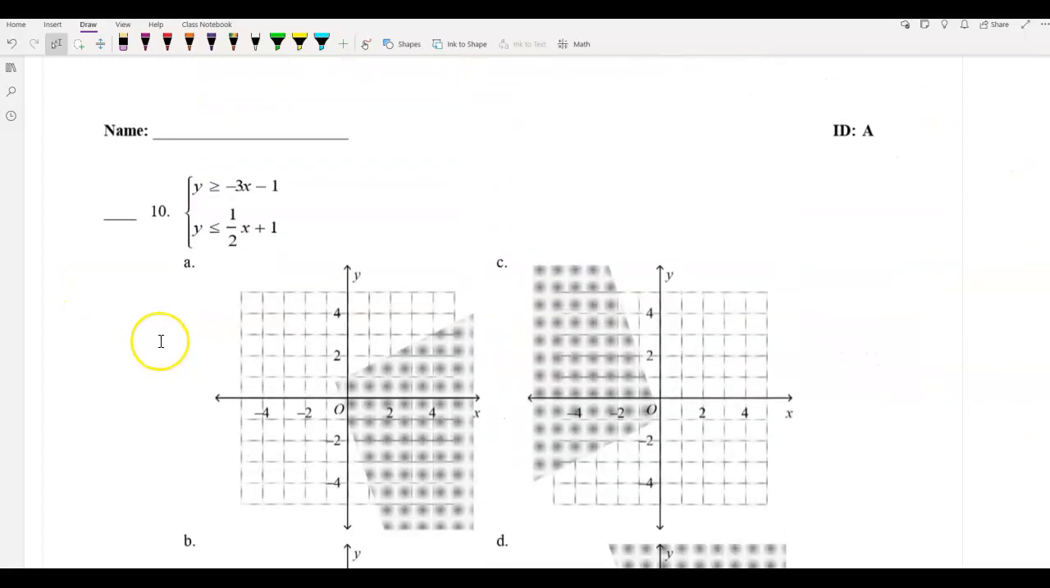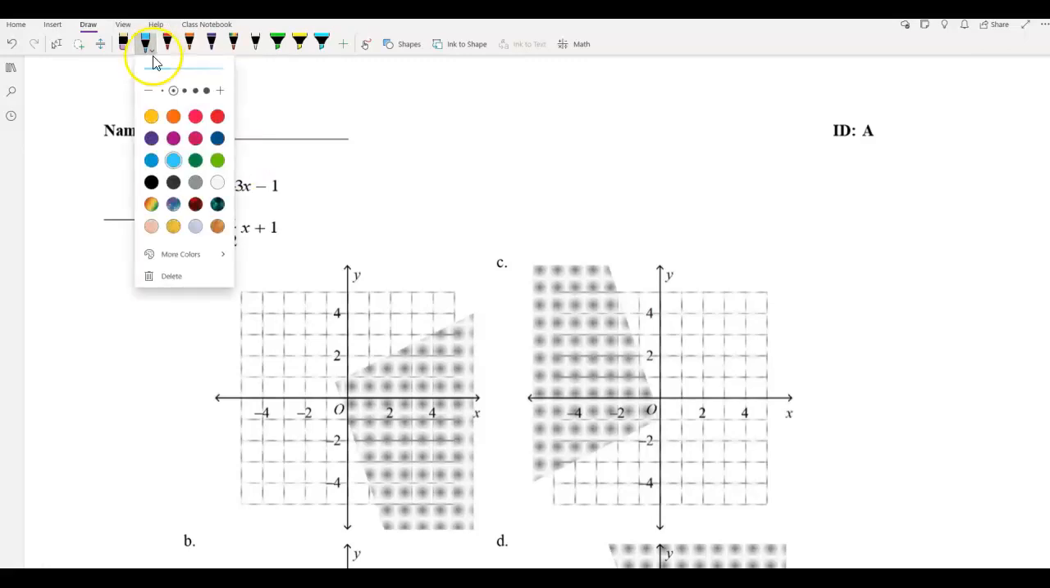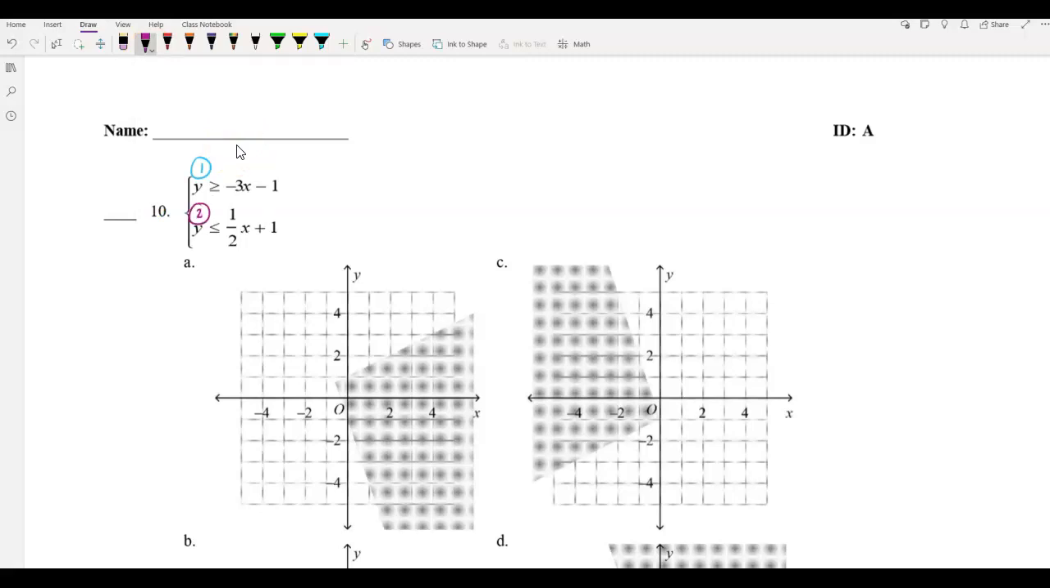All right, one more question. We're going to do it the same way. We have inequality 1 and inequality 2. I highly suggest that you do this on a separate sheet of paper on your whiteboard table so you're not making mistakes. All right, inequality 1. We have a slope of negative 3 over 1, which is down 3, right 1. We have a y-intercept of negative 1, and because we are greater than or equal to, we have a solid line.